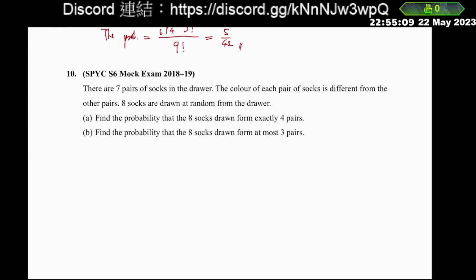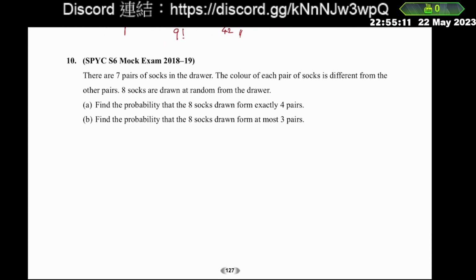Finally, this is a question from our S6 mocks some years earlier. There are 7 pairs of socks in a drawer. Oh, by the way, here 7 pairs means 14 socks. And the color of each pair is different. That means there are 7 colors. For example, you can consider it as the colors of the rainbow.